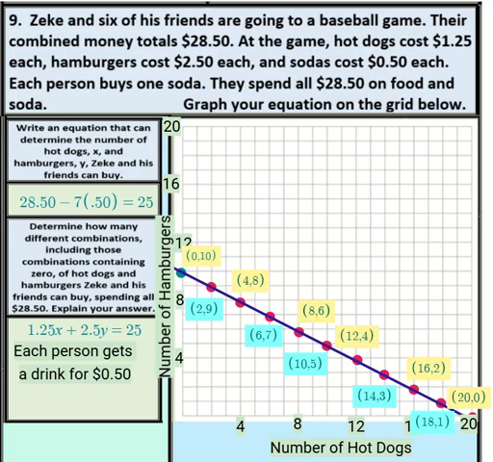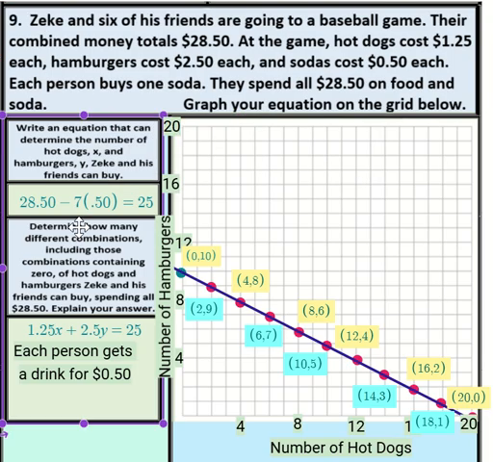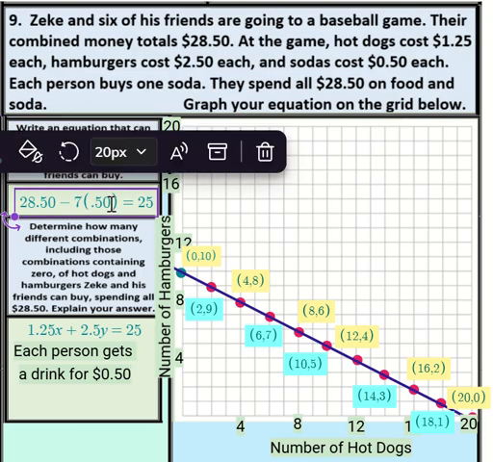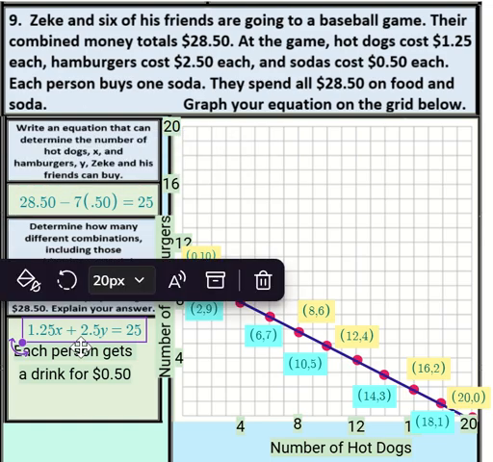So the first thing I want to do is tackle that soda problem. Now, the trick is you got to remember Zeke is a person. So we're not talking about just the 6 friends. We're talking about 6 friends plus Zeke. So that's 7 sodas that they buy at 50 cents each. So we're going to subtract that from our total, and $28.50 minus $3.50 gives us $25. So now I can come down here and write the equation. 1.25x plus 2.5y equals 25.